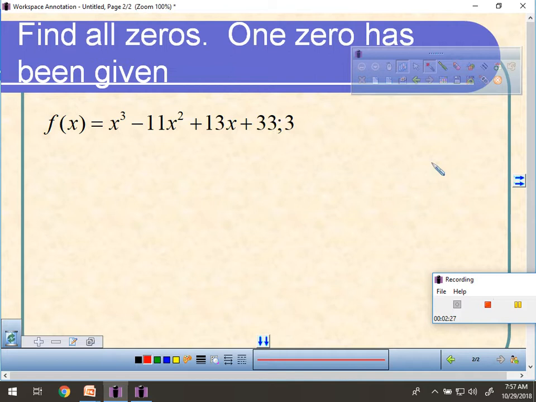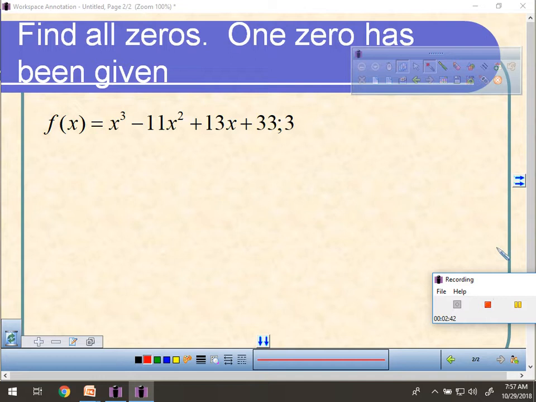I've got f of x is equal to x cubed minus 11x squared plus 13x plus 33 with a given zero of 3. That's f of x equals x cubed minus 11x squared plus 13x plus 33 with a given root of 3.